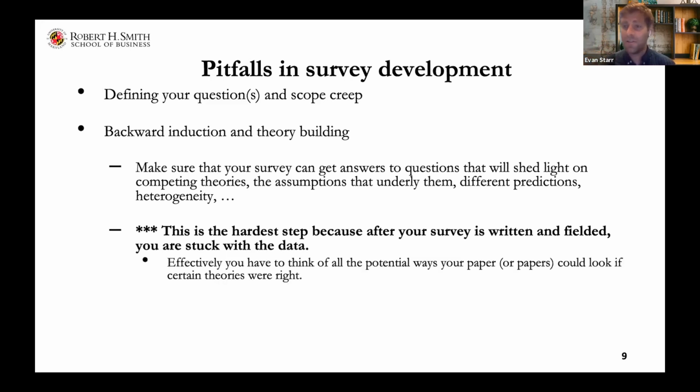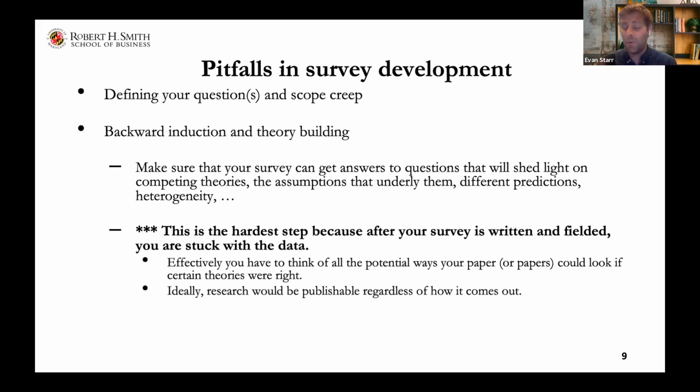The reason it's challenging is because you effectively have to think about all of the ways that your paper or papers could turn out, which theories could be right. So you have to actually think about writing 4 or 5 versions of the same paper and collect all of that data to get to the bottom of it. It's a really, really intensive exercise to create a survey.